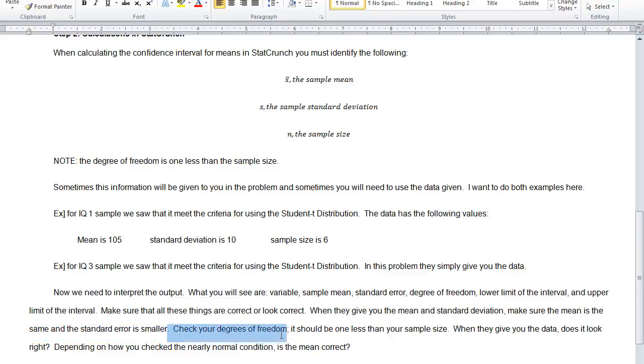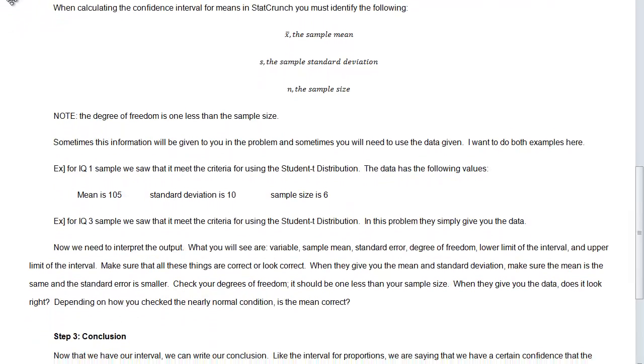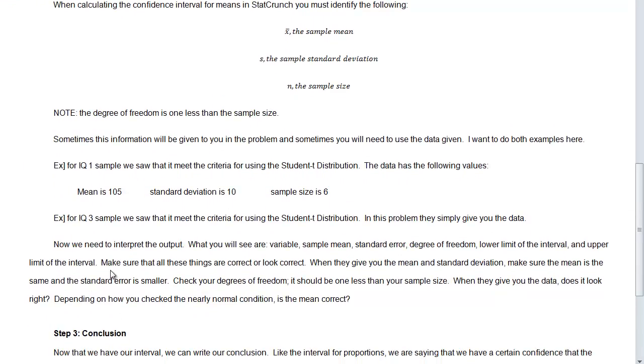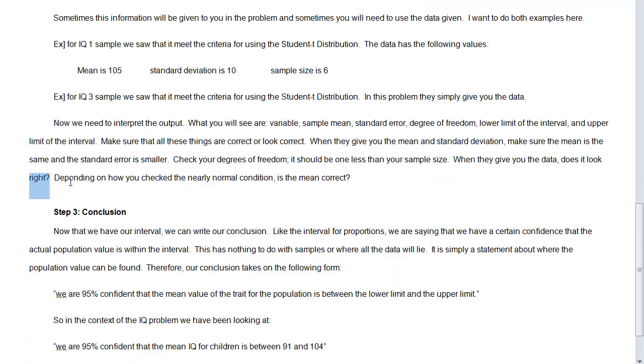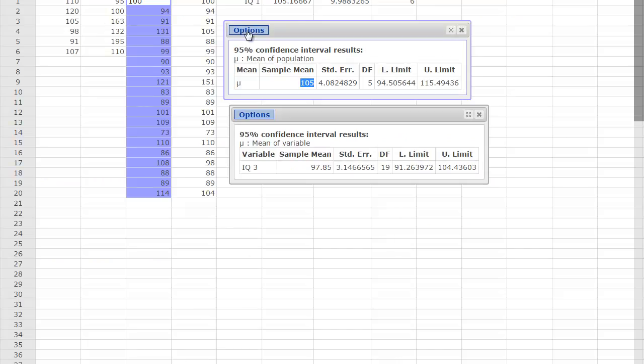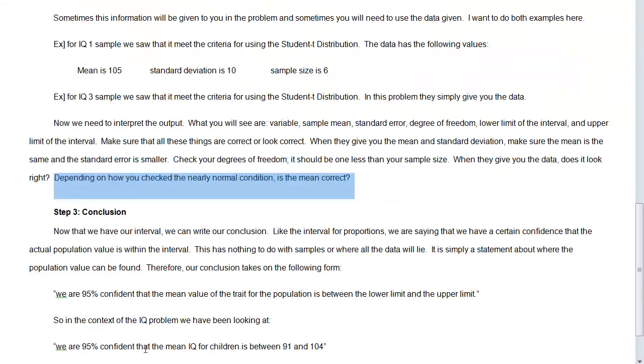Check your degrees of freedom with your sample size. It should be one less. And when they give you the data, does it look right? I mean, does it appear like it's the same? Okay. And depending on how you check the nearly normal condition, is the mean correct? You know, we checked it in StatCrunch with our histograms, and so that actually gave us the mean, and so we should be able to identify those in both of these.